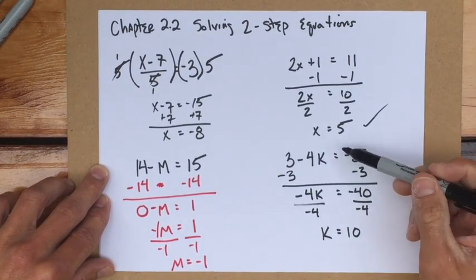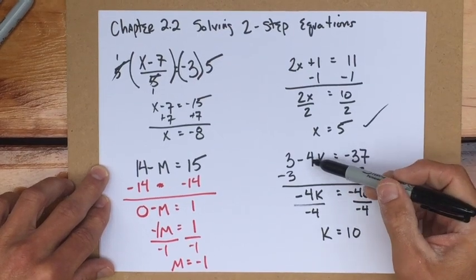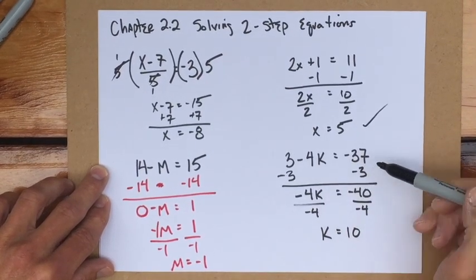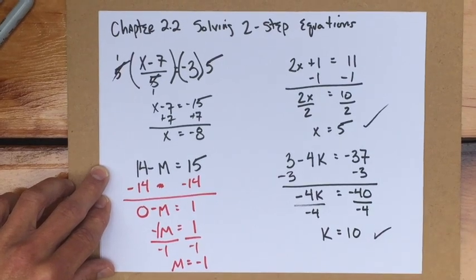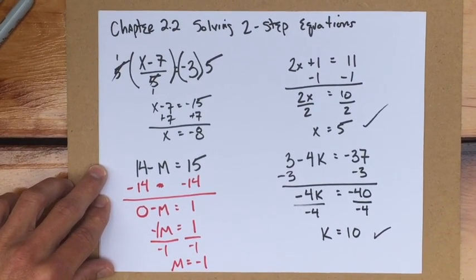And here we go again, positive 10 here. 4 times positive 10 is 40, so 3 minus 40 is negative 37, and that makes complete sense. We've checked 3 of the 4 answers, and I believe we've reviewed solving two-step equations.